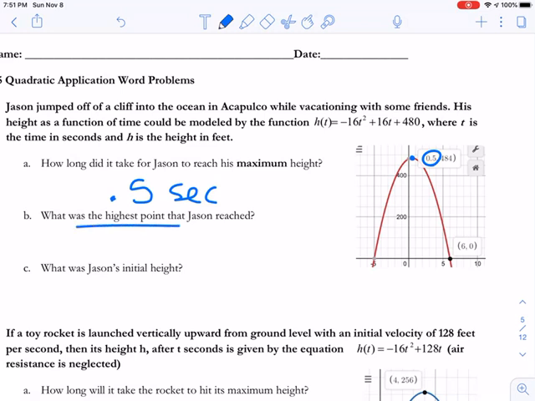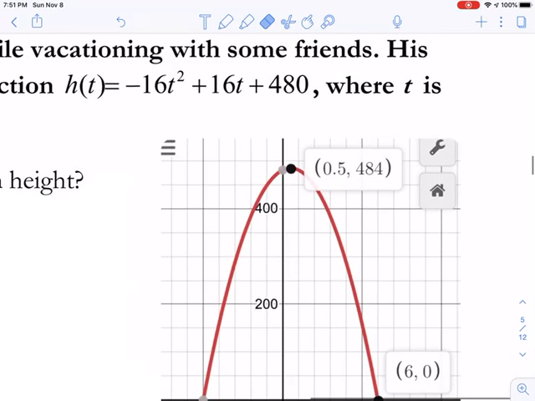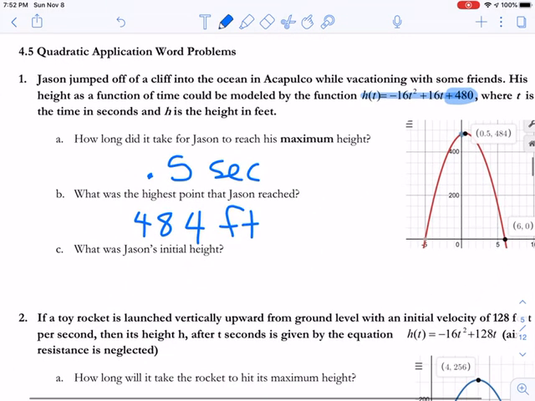And how high was that point? How high did he reach when he jumped out into the ocean? Well, the height would be 484 feet. What was his initial height? Well, I didn't click on that intercept, but one thing that's handy, remember, about standard form is that the y-intercept, where he would have jumped right off of the cliff, is the constant. Remember that? 480 was the height of the cliff.